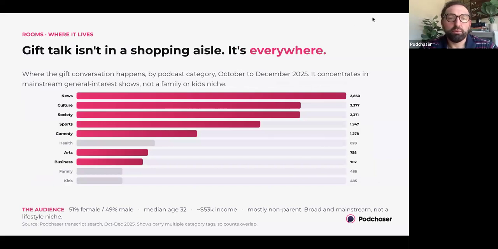This is another one. So this is going to be part of the rooms. So Gift Talk isn't a shopping aisle. It's literally everywhere. This is looking at podcasts by category from October to December 2025. It's going to index quite highly with general interest shows and not necessarily family or kids niche.